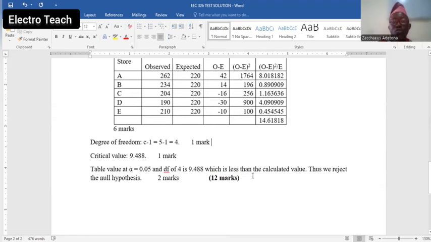Okay, so with that, you can see that 9.488 is less than our calculated chi-square, which is 14.62 approximately. So for that reason, we reject the null hypothesis. That is the conclusion in that problem. So the null hypothesis is incorrect. So we can safely say that the number of shoppers that prefer the 5 shops, the percentages are not equal. So that is it. That's the solution.